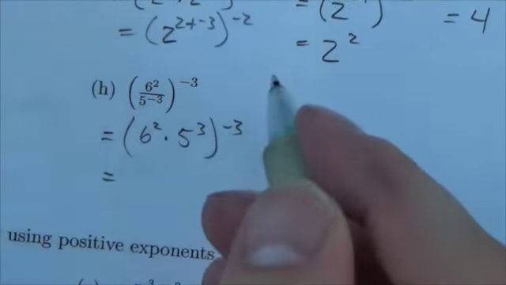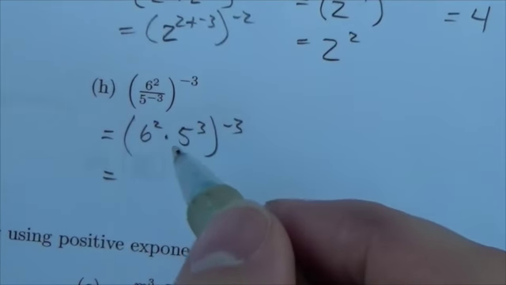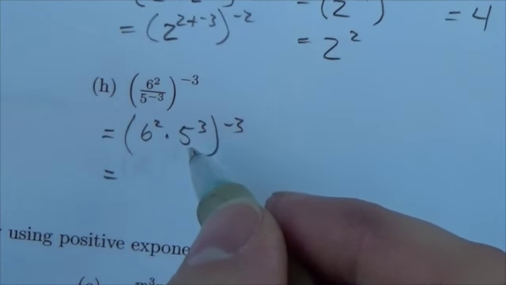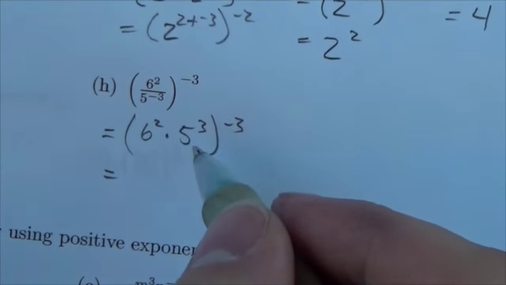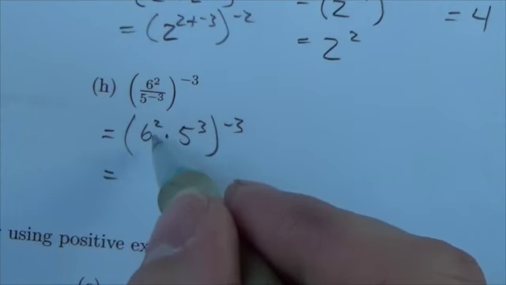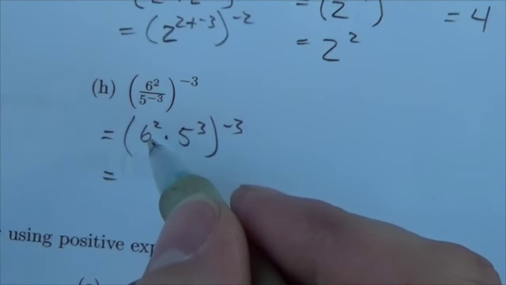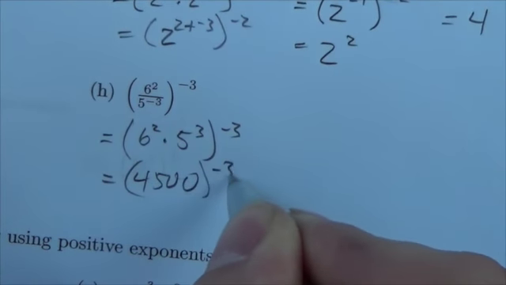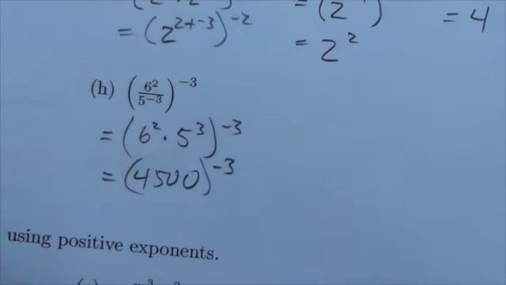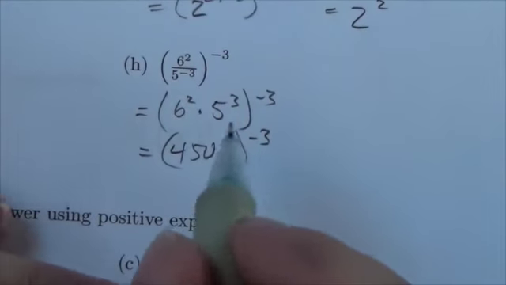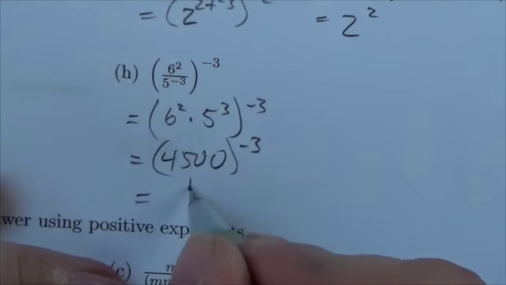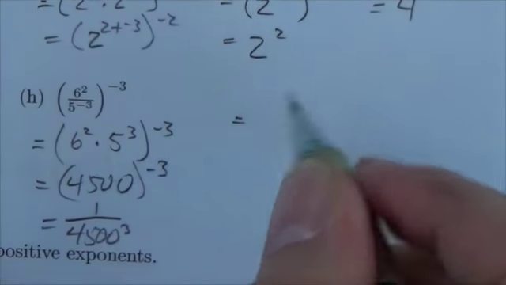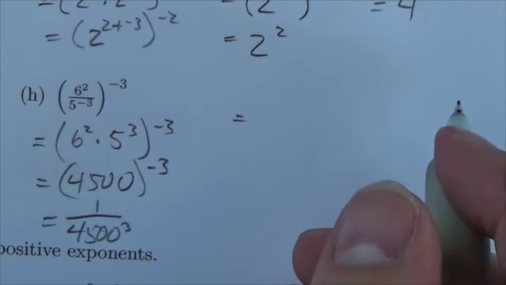Now, let's just deal with what's inside here first. 6 squared is 36. And 5 cubed, 5 times 5 is 25, times 5 is 125. So 36 times 125, okay, well, we're getting 4,500 here, all to the negative 3. This is going to be a big number here in the denominator. So that negative causes a reciprocal, so this becomes 1 over 4,500 cubed. Okay, here we go. Let's cube it.